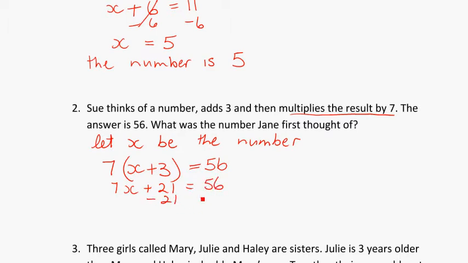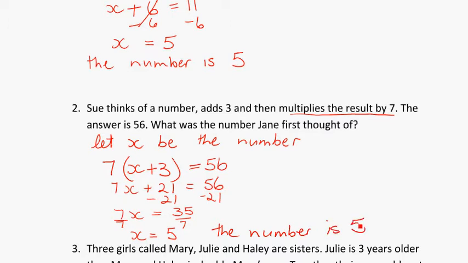Take 21 off both sides. 7x equals 56, take away 21 is 35. We just want our x by itself, so we're going to divide each side by 7. x is equal to 5 again. The number is 5. Don't forget to write the sentence.